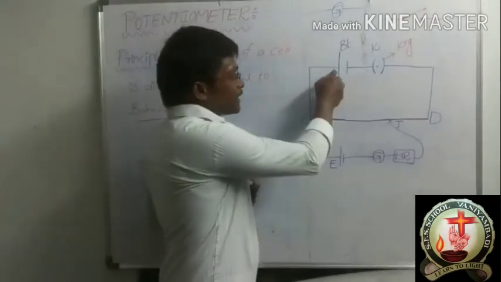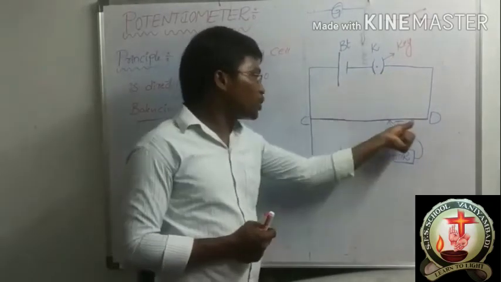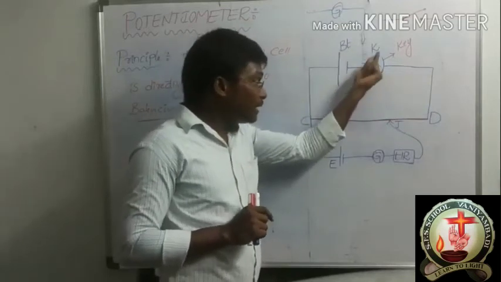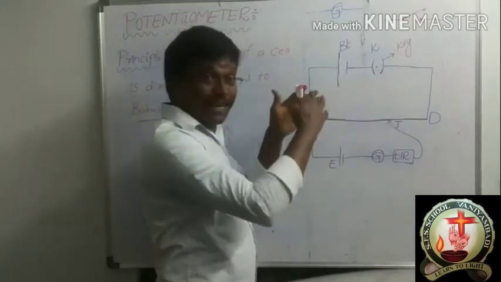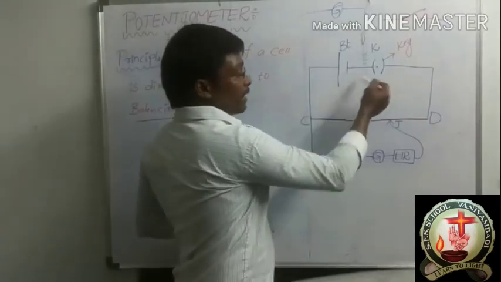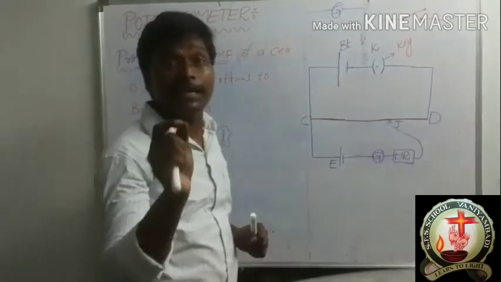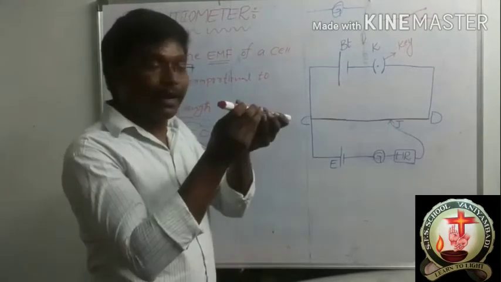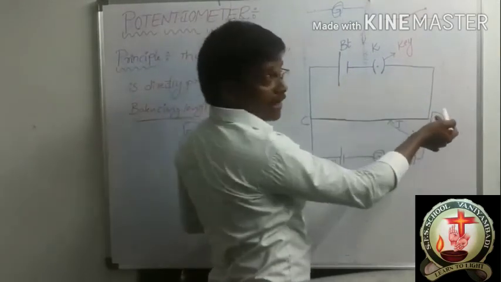This battery BT, the key K, and this potentiometer wire are connected in a series format. Series format means we connect end to end. See, this battery end to potentiometer wire, this key end to potentiometer wire.